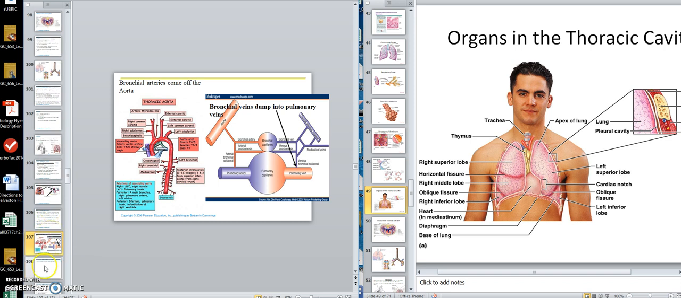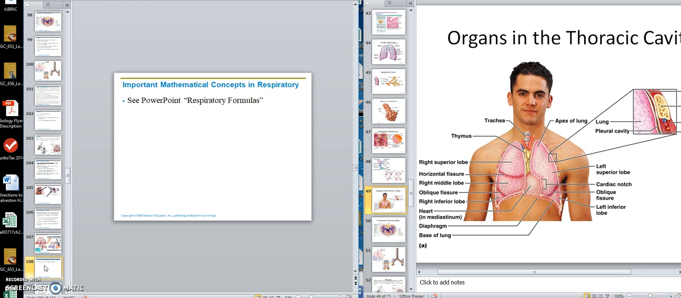That's your circulation. Okay. Now, I've already done the respiratory formula, so we're going to close right here and then start further down.